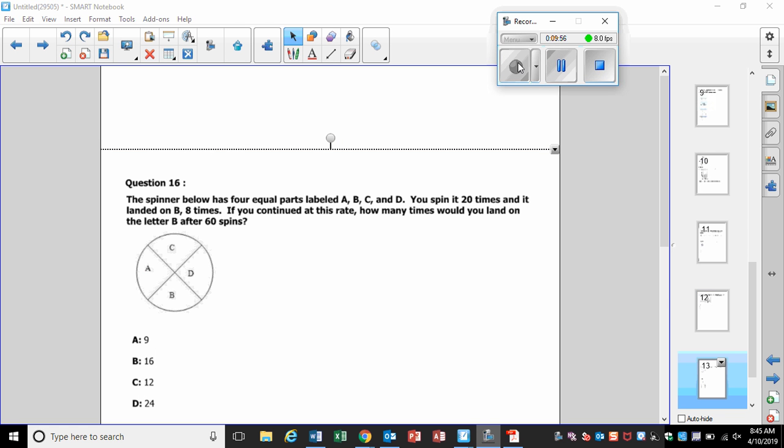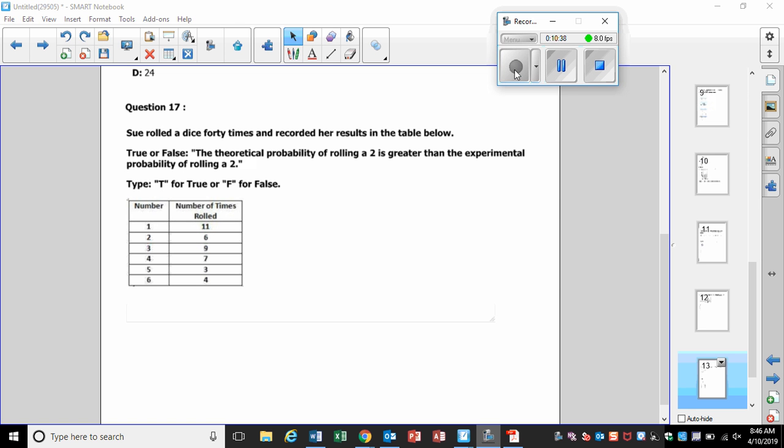Question 16. The spinner below has 4 equal parts labeled A, B, C, and D. You spin it 20 times, and it lands on B 8 times. If you continued at this rate, how many times would you land on the letter B after 60 spins? Is it choice A, 9, choice B, 16, choice C, 12, choice D, 24?